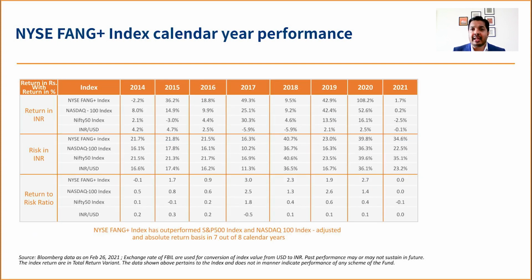Even when looking at the calendar year performance, there are 7 out of 8 calendar years in which FANG Plus index has done better than the Nasdaq 100 index when we are talking about US market. For example, in 2017, the FANG Plus index has given 49% return compared to 25% return of Nasdaq 100 and 30% return of Nifty 50.